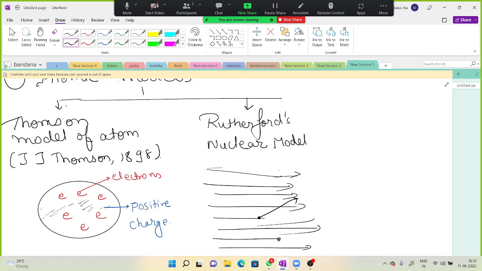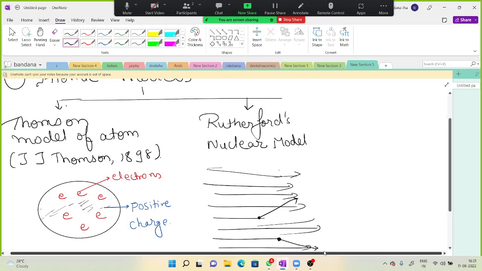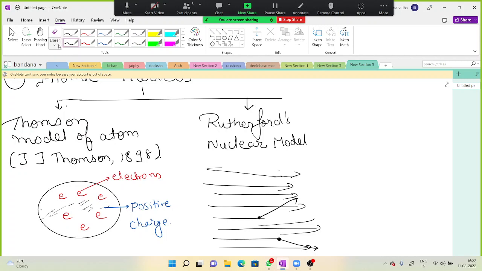Because they come near the nucleus, only one or two alpha particles bounce back at 180 degrees, like bouncing a ball. Yes, because when the alpha particle comes, very few will go back. Why? Because of repulsive force.